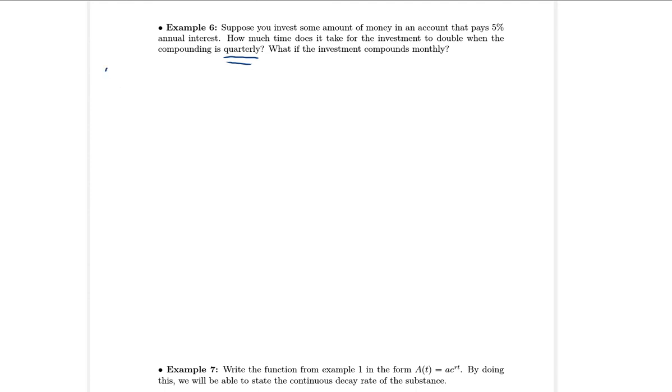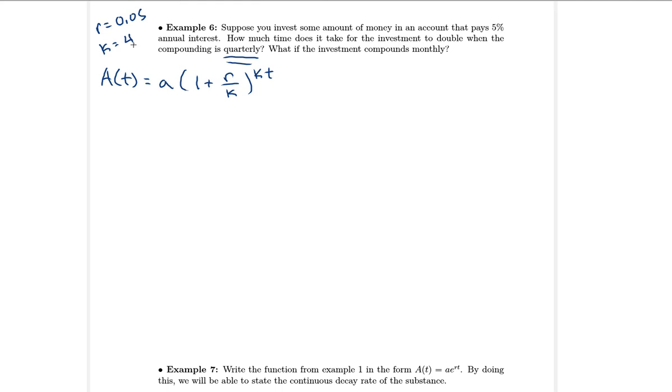All right, so remember our general equation here is A of t is equal to A times 1 plus r over k to the kt. So we know r is 0.05, and I guess we know k is 4, right? Because we're talking quarterly. But that's all we know.